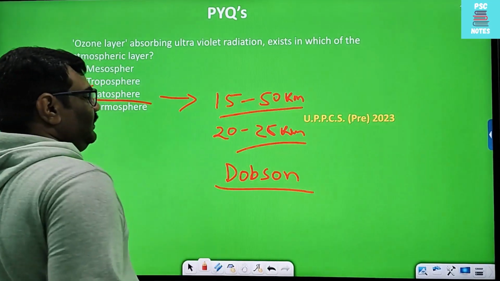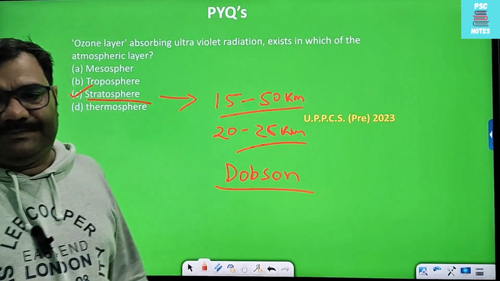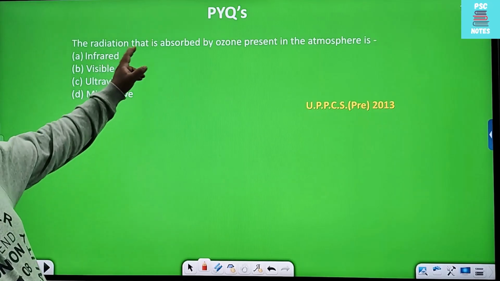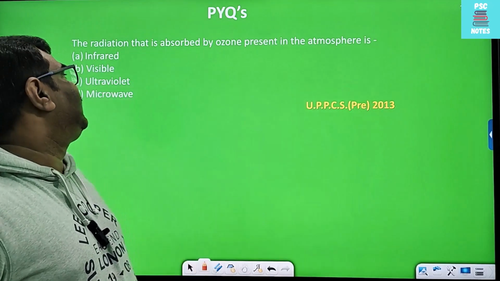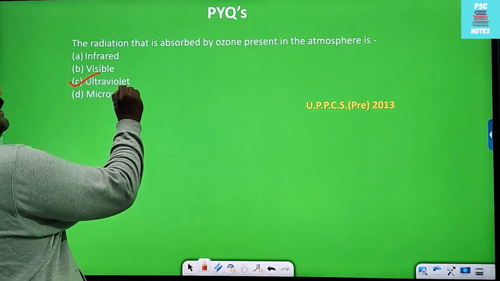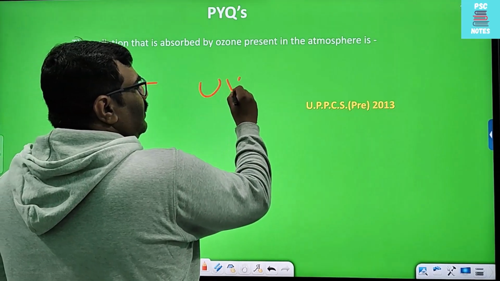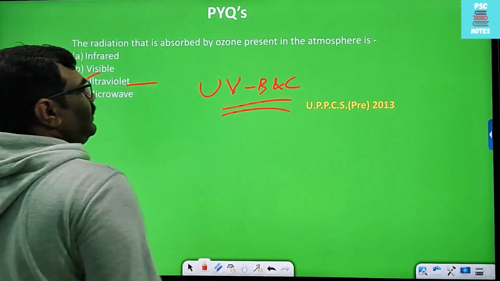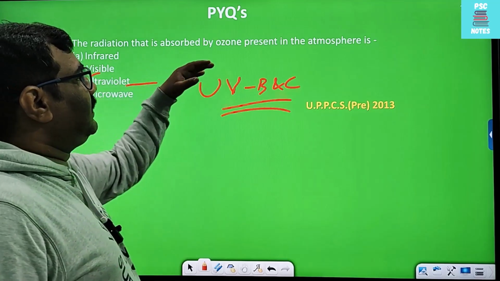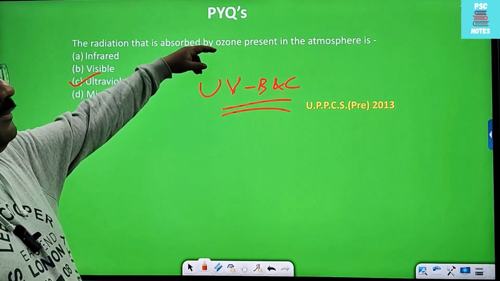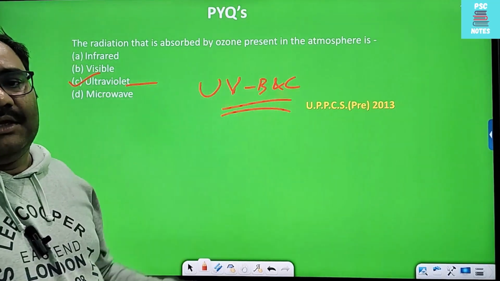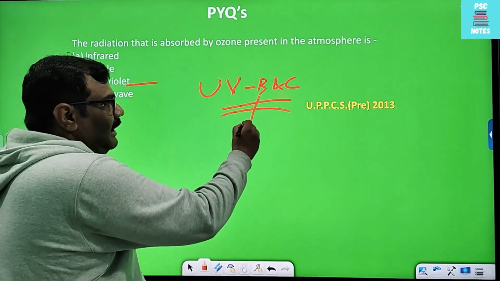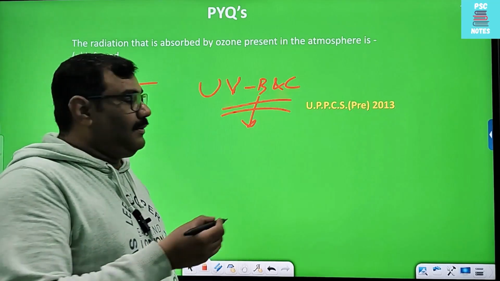Dobson is a unit to measure the concentration of ozone. Now coming to the next question: the radiation absorbed by the ozone present in the atmosphere is ultraviolet radiation, UV B and C. They are captured by the ozone present in the stratosphere, and they protect us.